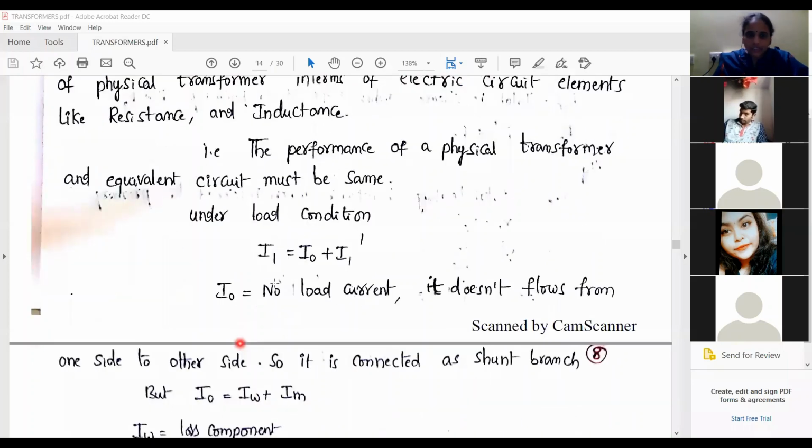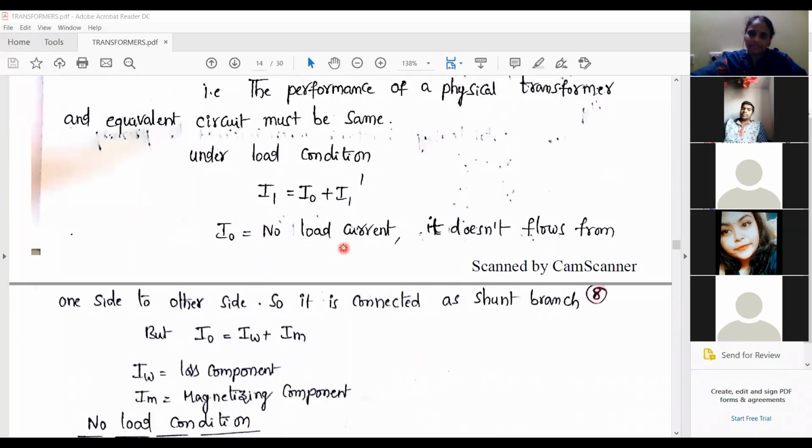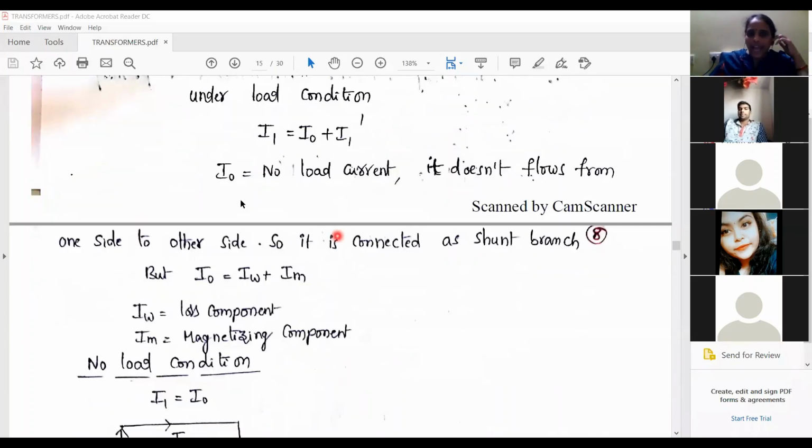This concept we have studied. So I1 is equal to I0 plus I1 dash. Do you agree with this? I1 is the current flowing in this one. I0 is the no load current, and this I1 dash is because of the current I2 flowing in the secondary winding. Is it clear? Okay, I0 is a no load current. It does not flow from one side to another. So I0 is a no load current.